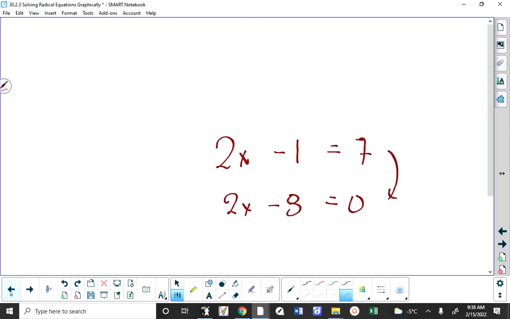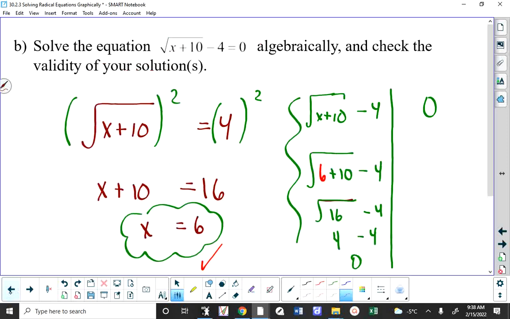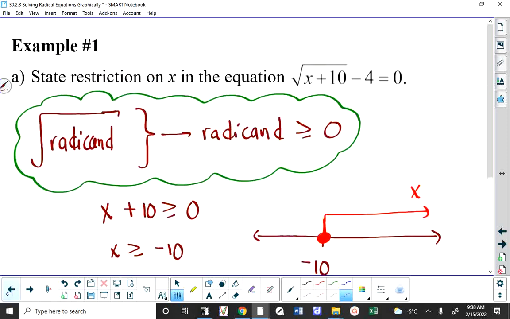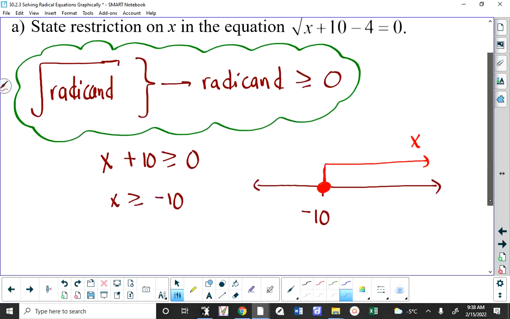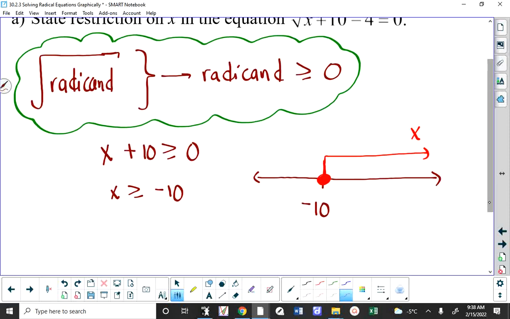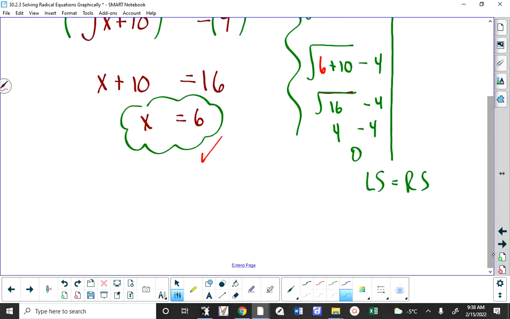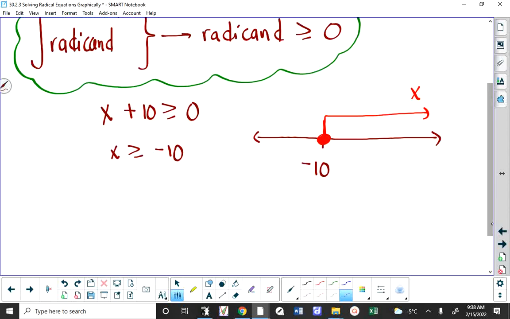If I go back to the first example, this is a little tricky. Look at the restrictions on x. X has to be greater than or equal to negative 10, right? In that equation. And when we solved this equation, we got 6. Are you with me? Is 6 a number in the allowable values of x?